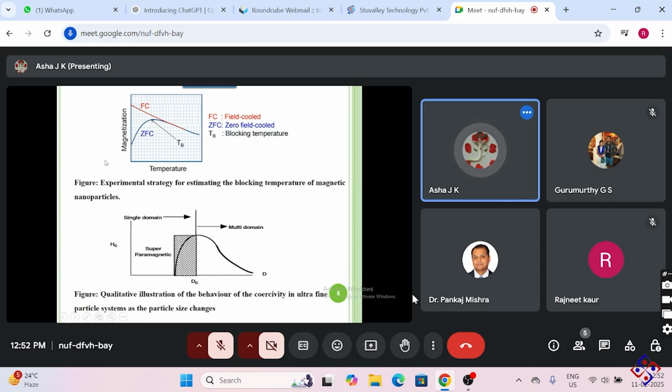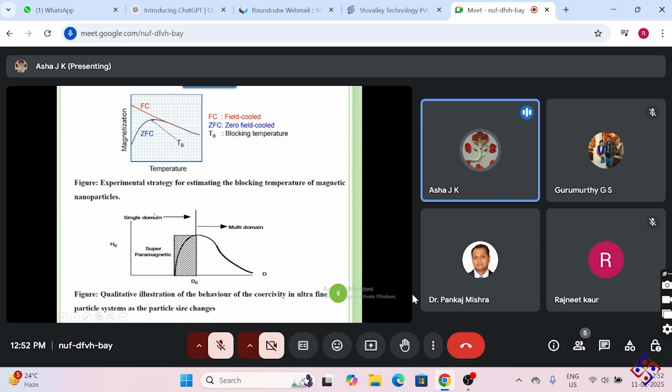So next, here is an image that contains two figures. The first one is an experimental strategy for estimating the blocking temperature of magnetic nanoparticles. And the next one is a qualitative illustration of the behavior of the coercivity in ultrafine particle systems as the particle size changes.